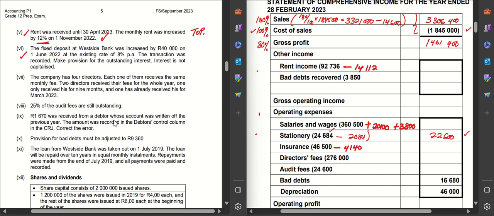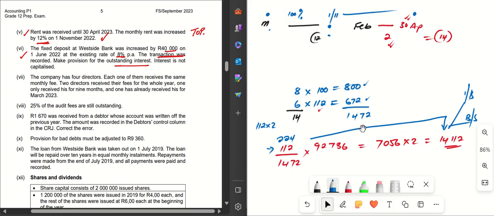Let's go to the next adjustment, which is number 5. And it reads, the fixed deposit at Westside Bank was increased by 40,000 on the 1st of June at the existing rate of 8% per annum. The transaction was recorded. Very important that the transaction was recorded. Make provision for the outstanding interest. Interest is not capitalized. So what they're trying to tell us is, we had a fixed deposit at the beginning.